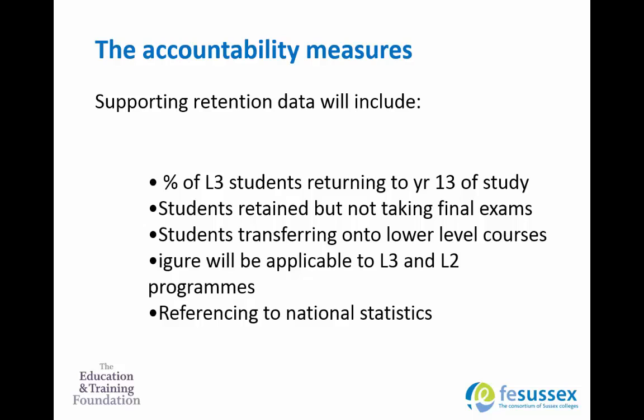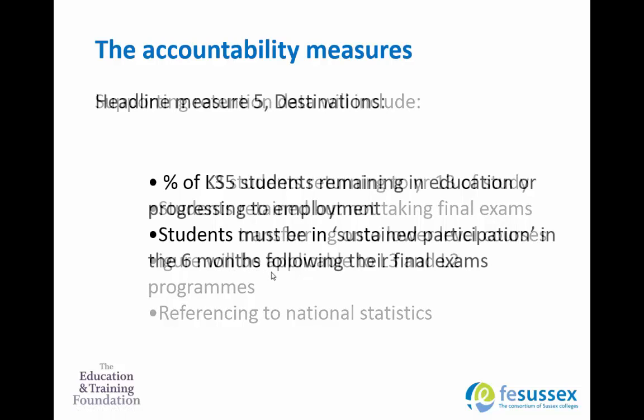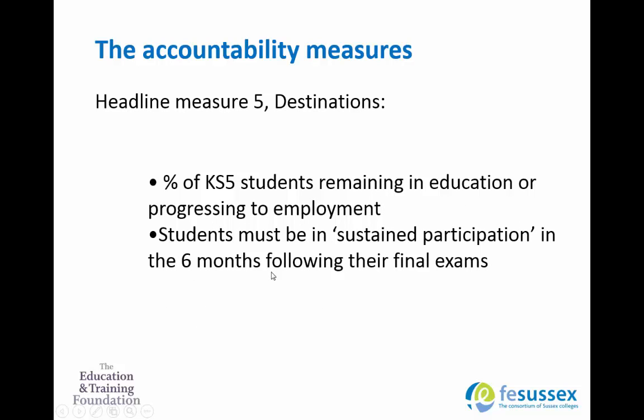What about the students who retained but don't take final exams? And what about students who transfer down onto a lower level course? And a figure will be applicable to level 3 and to level 2 programs. And the final headline measure, accountability measure, which is coming in, is the percentage of Key Stage 5 students remaining in education or progressing to employment.